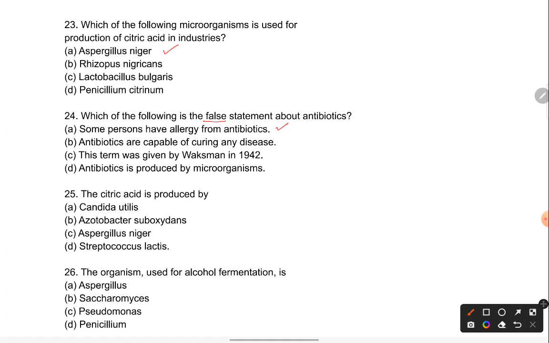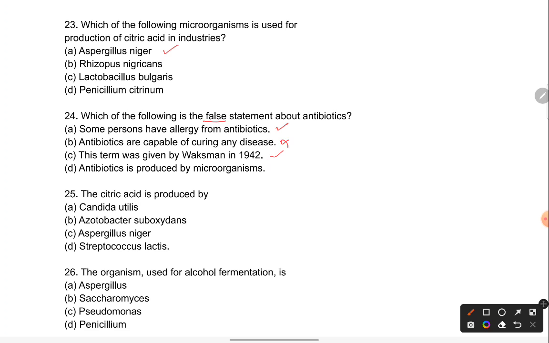Then, antibiotics are capable of curing any disease. Any disease, is it correct? Some diseases it is correct. Okay, so this is wrong. Then the third one, this term was given by Waksman in 1942. That is also right. The statement is right.